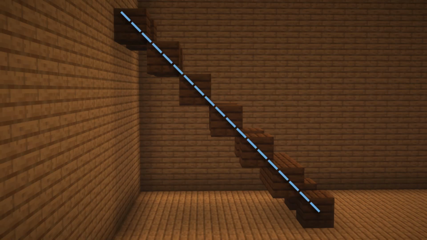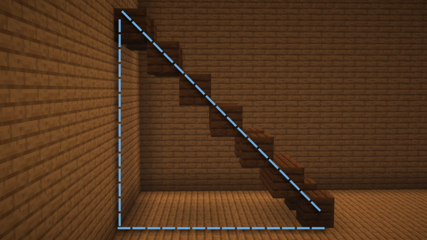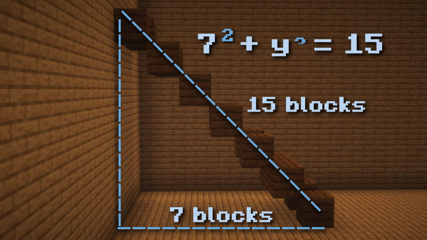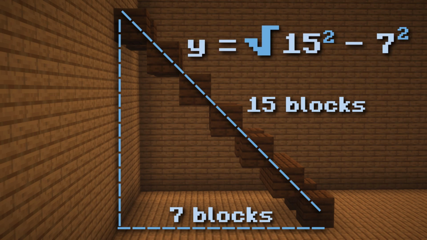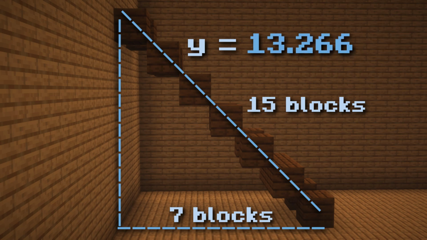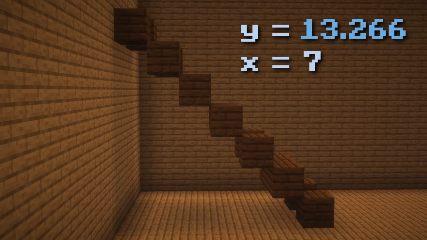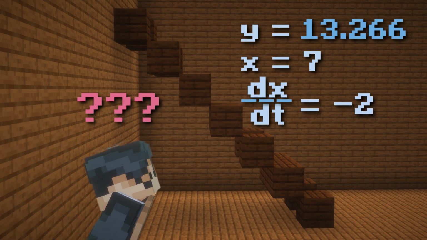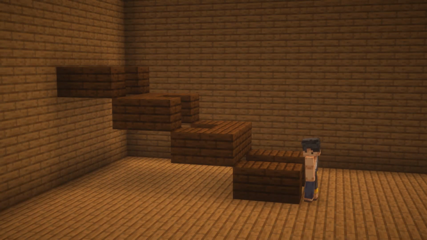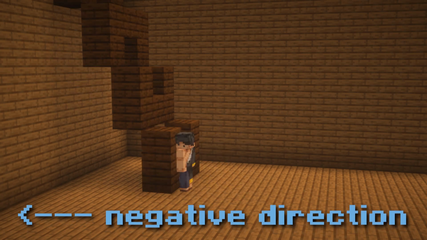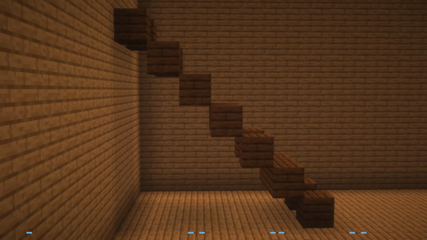Now we can actually just find the y value by using the Pythagorean theorem normally. You'll notice that we have the hypotenuse and the x value, so we just do 7 squared plus y squared equals 15 squared. We then isolate y, giving us the square root of 15 squared minus 7 squared, which is about 13.266. With this number, along with x equals 7 and dx over dt equals negative 2. Negative 2? This is because since we're pushing the ladder towards x equals 0, we're going in the negative direction. That was just a side note.